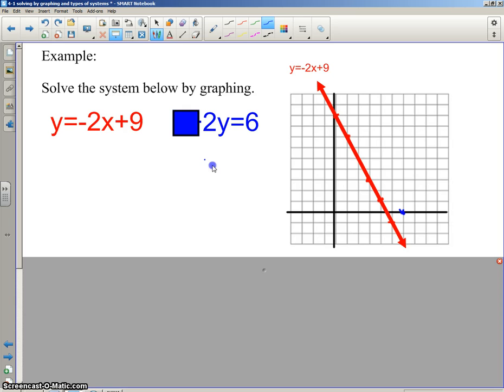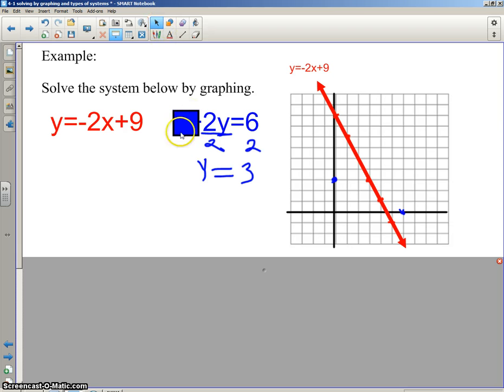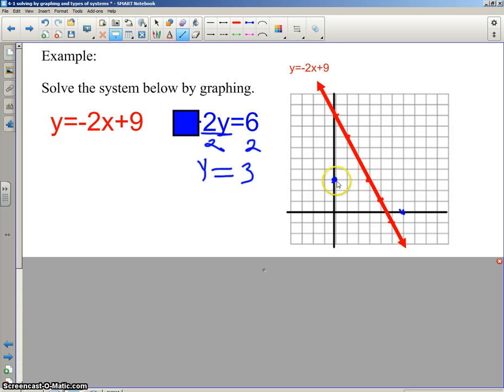So you get 2y equals 6, you get y equals 3. 1, 2, 3. And you got that by dividing both sides by 2. Alright. So you block x and you get y equals 3. So then you connect the dots with a straight line.